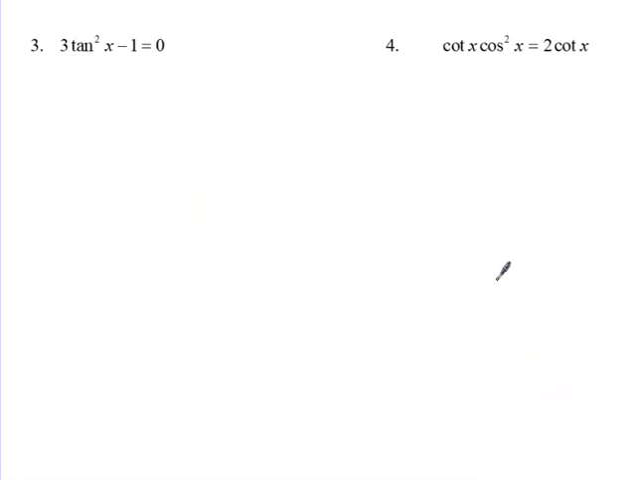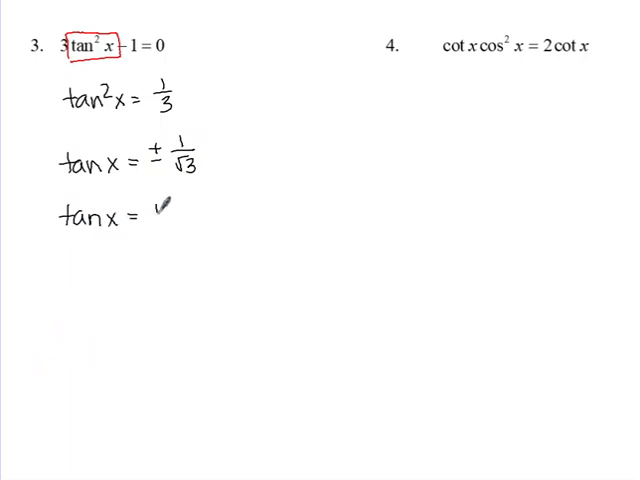Next, we have 3 tangent squared of x minus 1 equals 0. So I'm going to isolate tangent squared of x. So tangent squared of x equals 1/3. Then I need to take the square root of both sides. Remember, when you take the square root, you have plus or minus. And then we need to rationalize the denominator. So I have tangent of x equals plus or minus square root of 3 over 3.